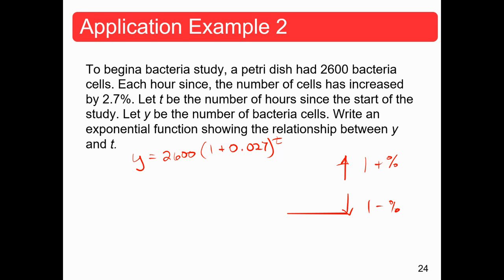If something was decreasing, for instance, if you have a car that's depreciating, say you bought the car for $5,000, this time you would subtract the amount it's depreciating from 1. So it's going to be 1 minus 0.03, let's say it's depreciating by 3% a year, to the t power. So note the difference. This is a decreasing one. The one on top is an increasing value.